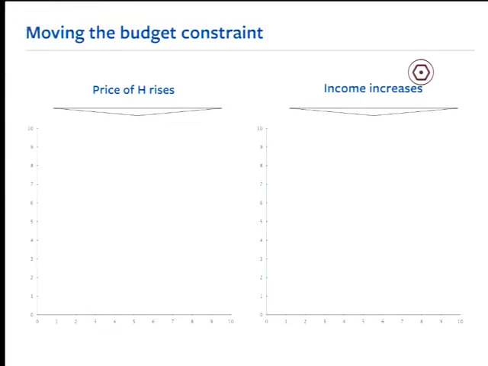Okay. So let's move the budget constraint around a little bit for a second. What makes the budget constraint move? There are two things that make the budget constraint move. The first thing is if a price changes. Either the price of Reese's or the price of Hershey's changes. That moves your budget constraint in a certain way. The second thing that makes your budget constraint move is if your income changes, right? So either one of the prices or both prices change or income changes.